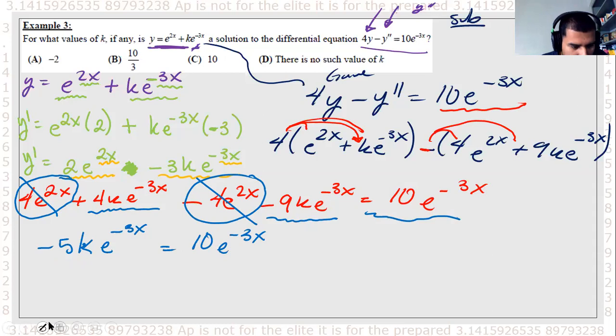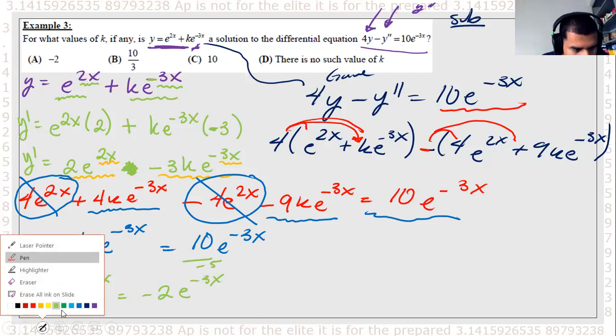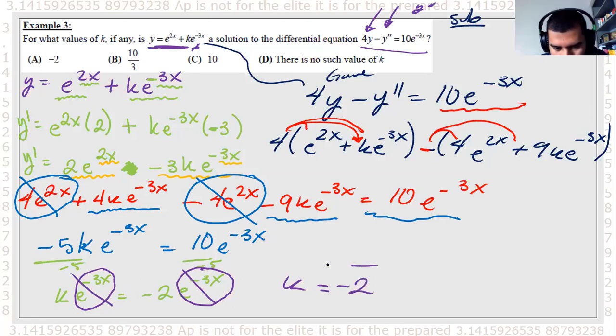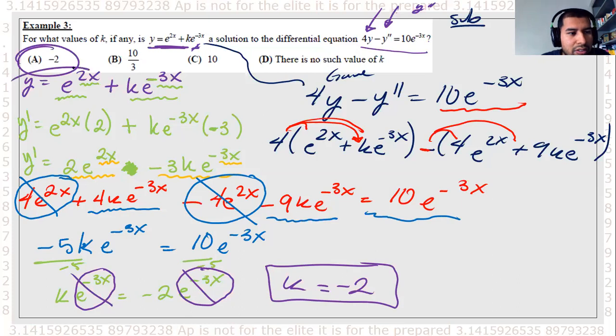Both of these are divisible by negative 5, so divide by negative 5 and I get ke^(-3x) is equal to negative 2e^(-3x). Last but not least, both of these terms have e^(-3x), so if we divide by that, we can see that k is equal to negative 2. Which means A was our solution. Assuming you followed all the right steps, if you substitute k equals negative 2 into the solution, you should get the same answer.